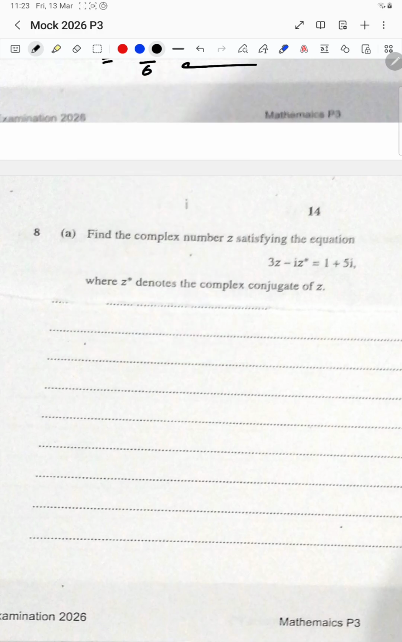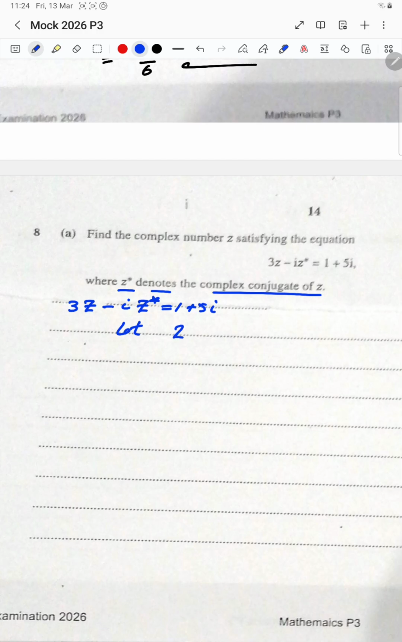Okay. Let me change the color. Find the complex number z satisfying the equation, where z star denotes the complex conjugate of z. 3z minus iota z star is equal to 1 plus 5i. We have to find the complex number z.